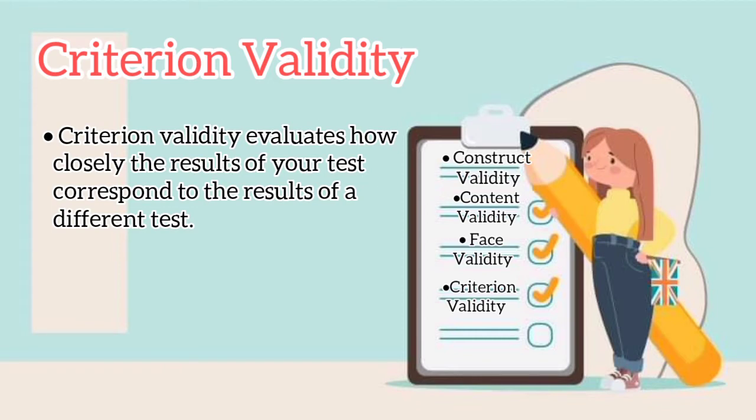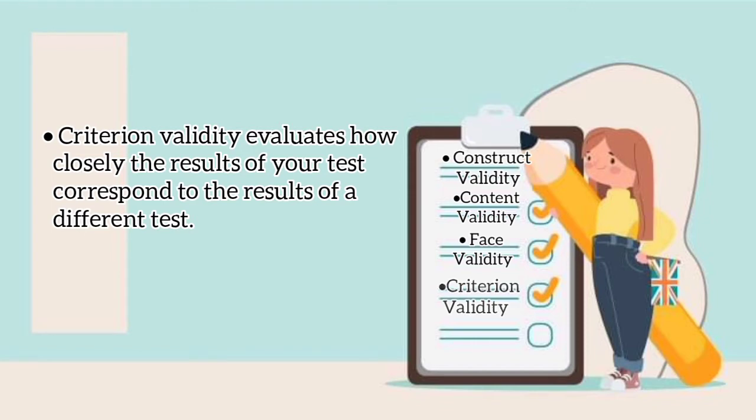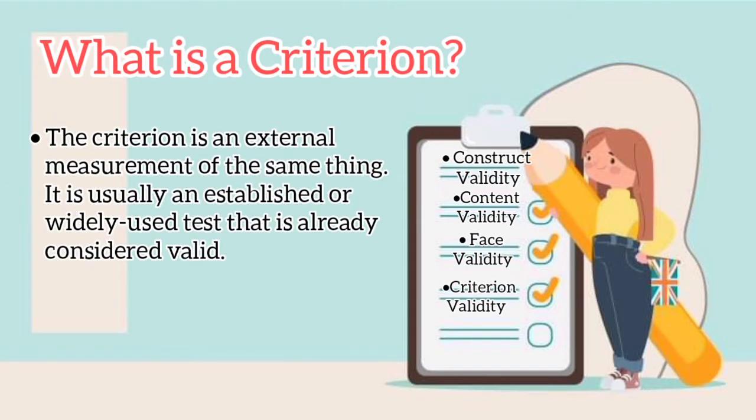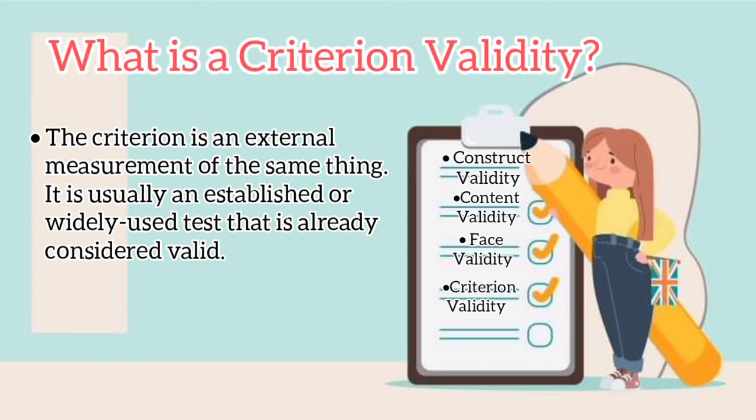But what is a criterion? The criterion is an external measurement of the same thing. It is usually an established or widely used test that is usually considered valid. To have a better understanding of criterion validity, here is an example.